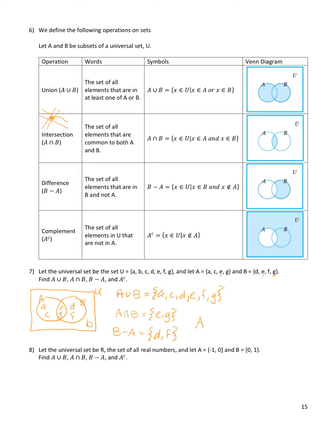And then A complement are all the elements in the universal set that are not in A. So I want anything listed in the universal set, but carve out things that are in A. So get rid of all of A. What's left is B, D, and F.